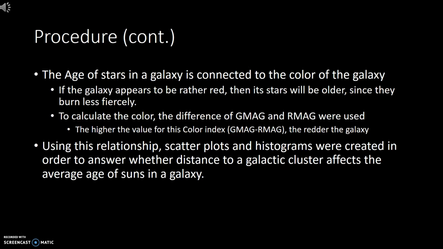In order to prove this relationship, the relationship between age of stars in a galaxy and the color of the galaxy were used. If a galaxy appears to be rather red, then its stars will be older. If a galaxy is rather blue, its stars will be younger. To calculate the color, the difference of Gmag and Rmag were used. The higher the value for this color index, the redder the galaxy. Using this relationship, scatterplots and histograms were created in order to answer the research question.